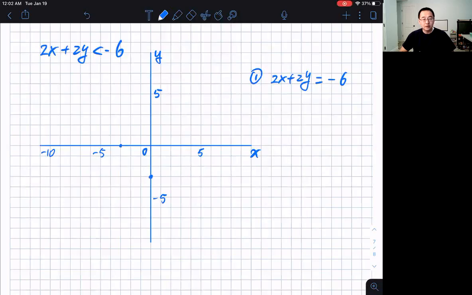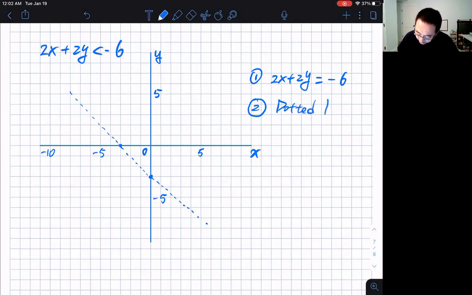However, in the original inequality there is no equal to part, it's just less than -6, so you don't draw a solid line. You connect these two with a dotted line and keep extending it, making sure it's straight. This is the line that divides your plane into two parts. The second step, making sure this is a dotted or dashed line, we already did.